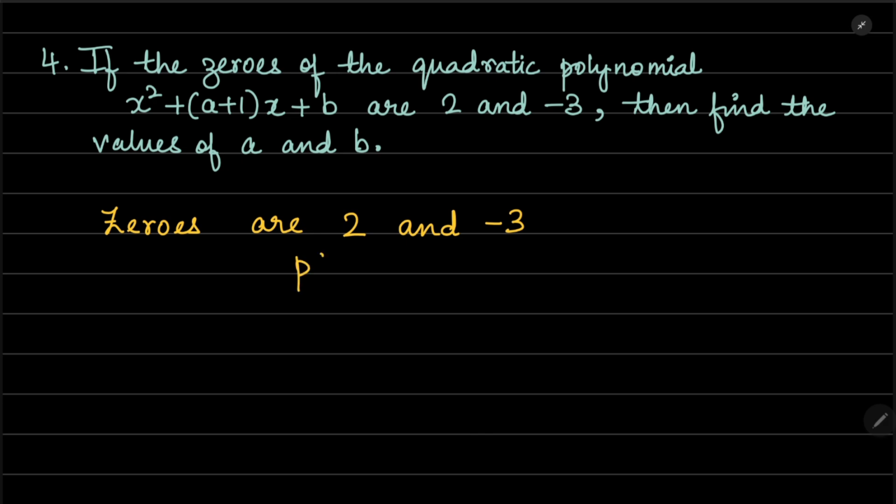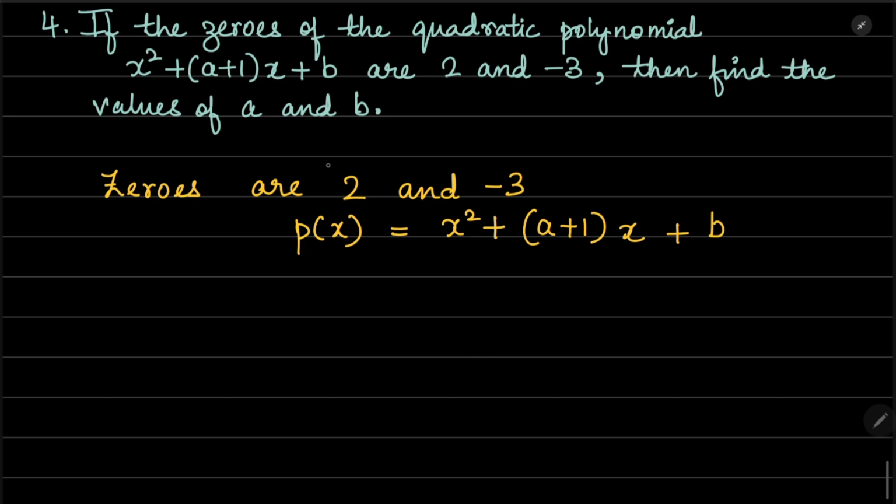What is the given polynomial p of x? It is x square plus (a plus 1) multiplied by x plus b. Now, as I told you, what do you mean when you are given zeros? It means x equal to 2 gives the value 0. The value of the polynomial at x equal to 2 is 0 and the value of the polynomial at x equal to minus 3 is also 0. So, how do I write it mathematically? P of 2 is 0 and p of minus 3 is also 0.